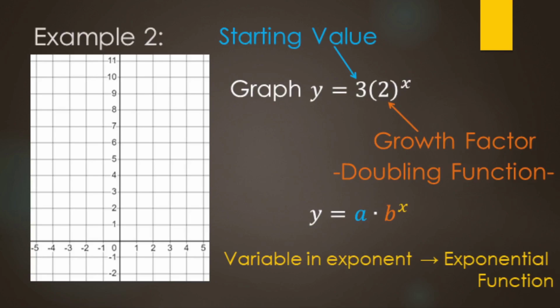So when we go to graph, we start on the y-intercept. The starting amount, well, that's going to be a 3, right? And now it's a doubling function. So when we go over to the right, we're going to double that number.